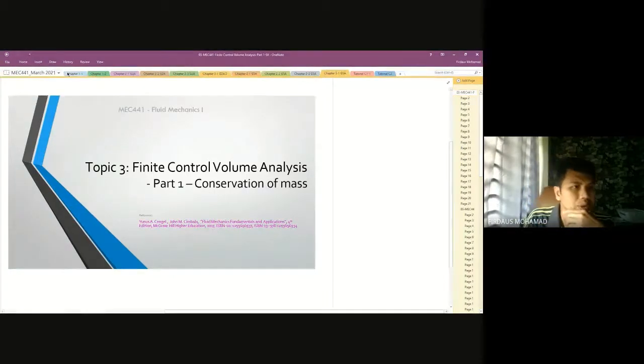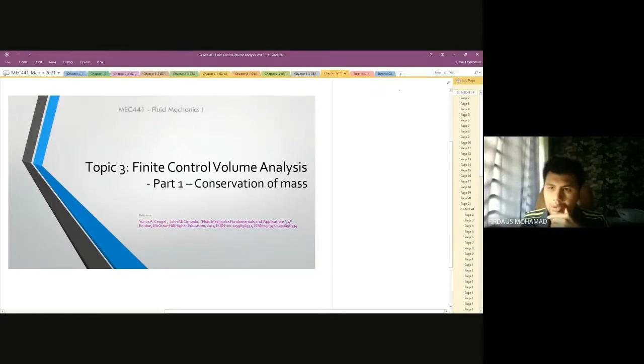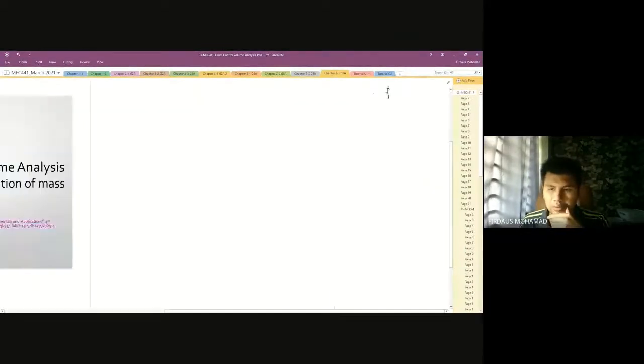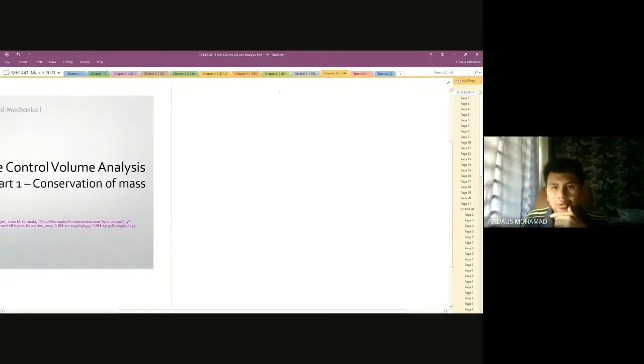Okay, so first, in order to solve for fluid mechanics, mechanics means that it can be static, it can be moving or dynamic. So, both. We have three methods or three approaches.